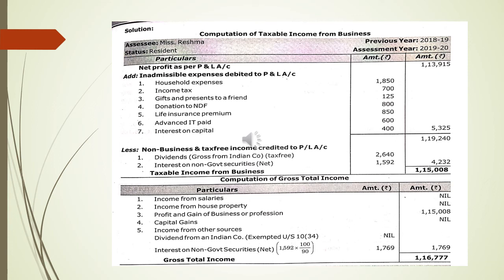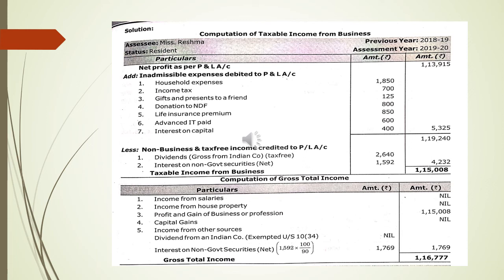Rent received from paying guest is relating to your business. So only dividend and interest on non-government securities are non-business incomes which have been added. Now we are subtracting. So your total income from business becomes 1,15,008 rupees. Let us calculate the gross total income.